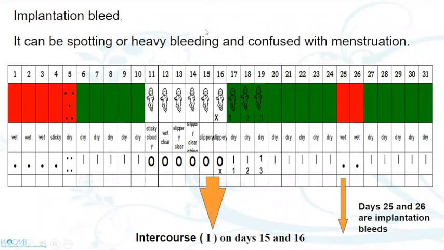So this is what we called the 4 types of bleeding. And the one that you are seeing right now is an implantation bleeding due to the intercourse that took place on days 15 and 16, wherein these days are known to be fertile days and 16 is known to be the peak day, the day of ovulation. So these are the 4 types of bleeding. You have your menstruation, the withdrawal bleed, you have the breakthrough bleeding, and then you have the implantation bleed.